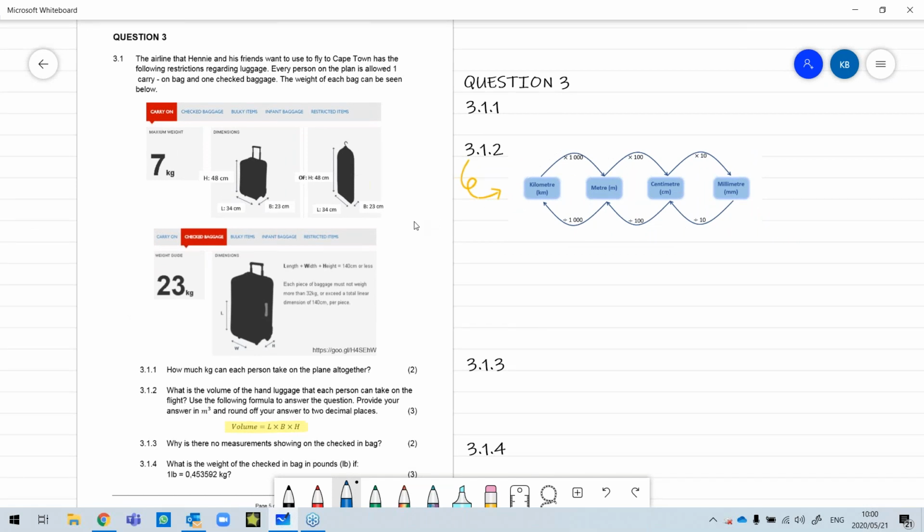Question 3. The airline that Henny and his friends want to use to fly to Cape Town has the following restrictions regarding luggage. Every person on the plane is allowed one carry-on bag and one checked-in bag. The weight of each bag can be seen below.